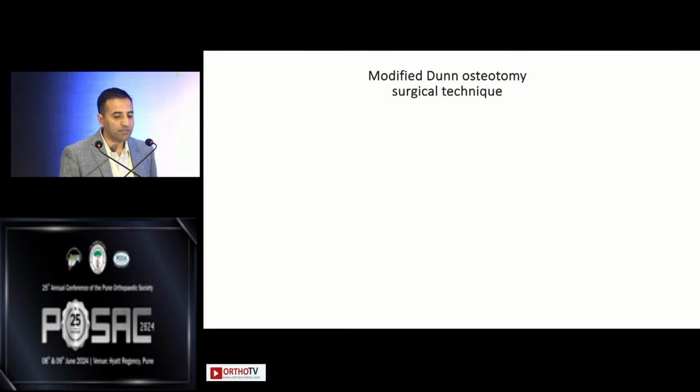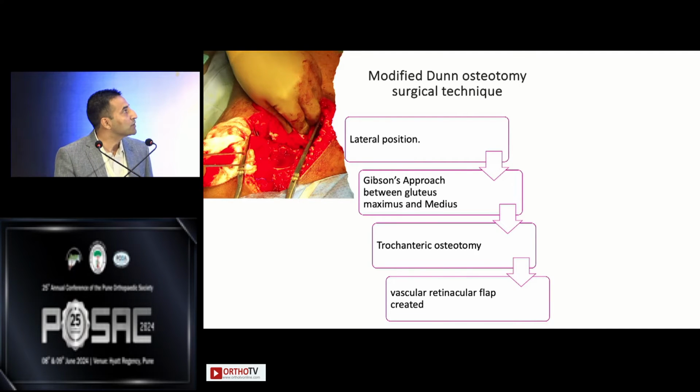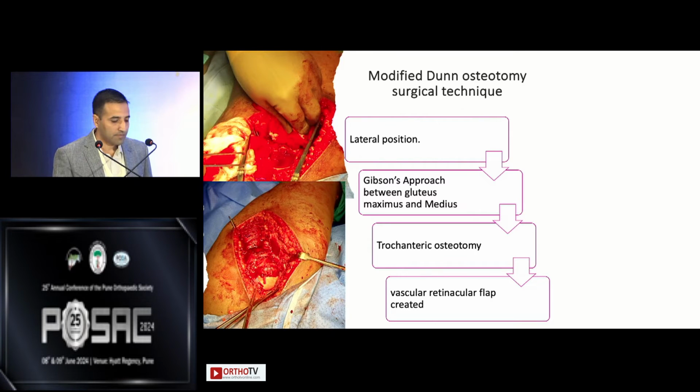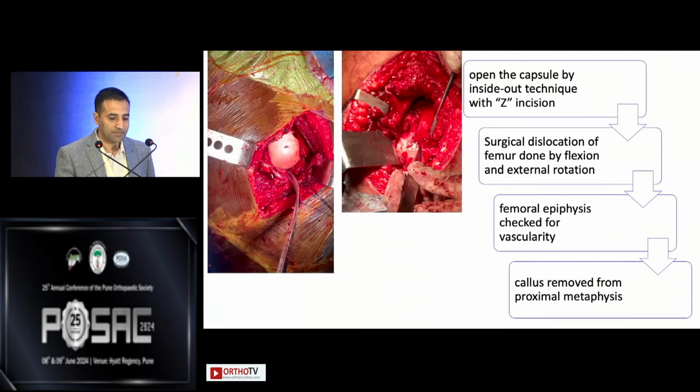The surgical steps in modified Dunn osteotomy are: first, the patient is positioned in the lateral position. Then we approach through Gibson's approach between gluteus maximus and medius. The trochanteric osteotomy is done. Then the vascular retinacular flap is created. Then the capsule is opened through an inside-out technique with a Z incision. Surgical dislocation of the femur is done by flexion and external rotation.